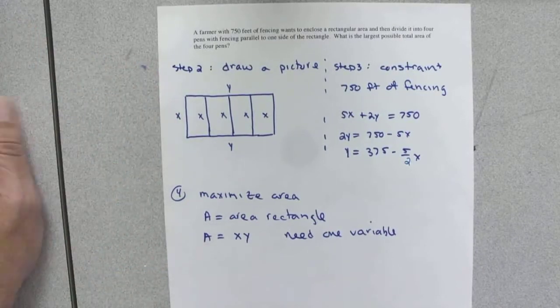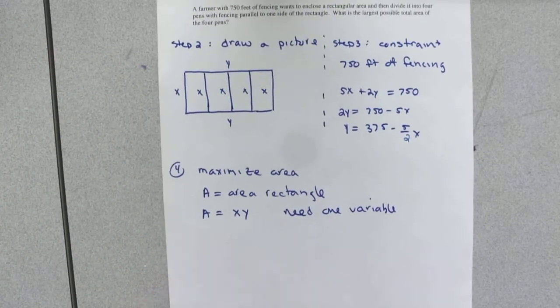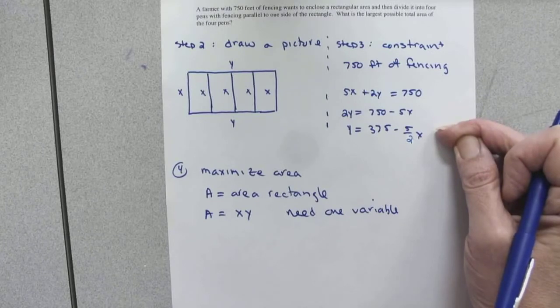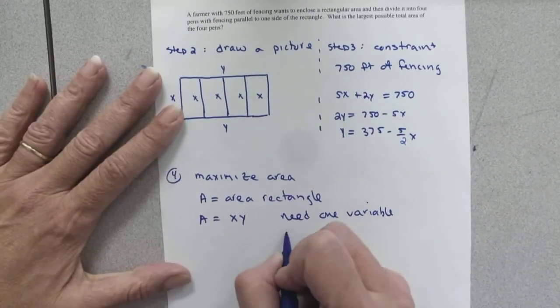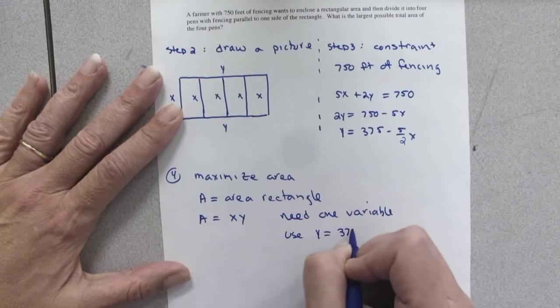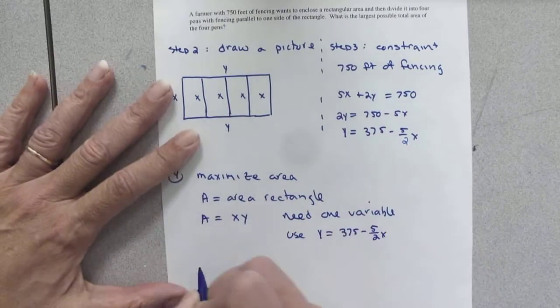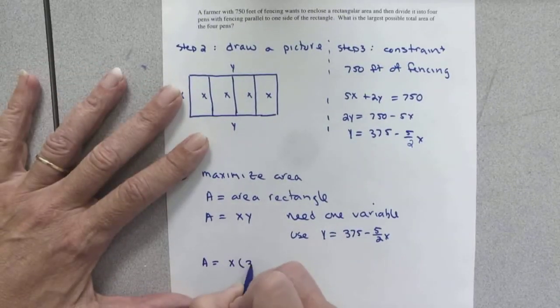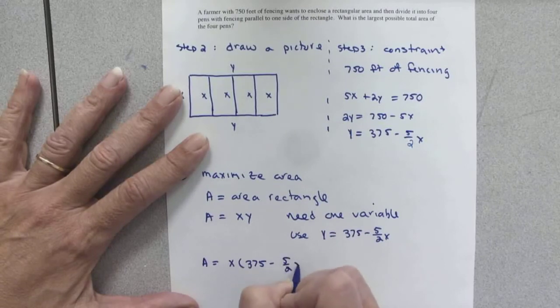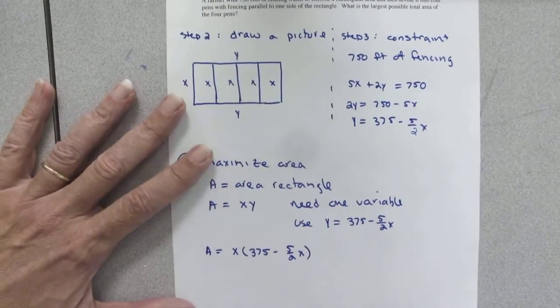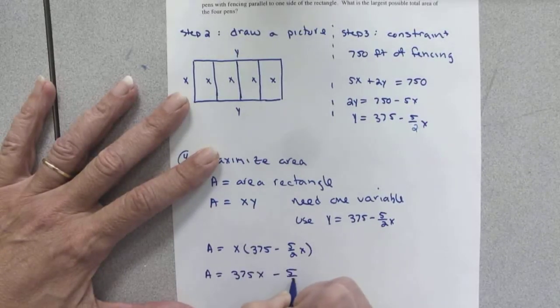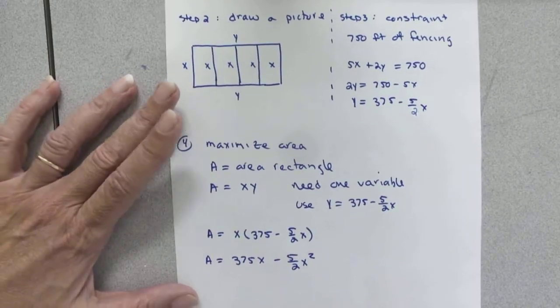Except when we are doing implicit differentiation and related rates, we're doing single variable calculus. This is why, because I knew what was coming up, I solved my constraint for one of the variables. Use the constraint that y equals 375 minus 5 halves x, and we get area equals x times 375 minus 5 halves x. Simplify, because you're about to do some calculus. Area equals 375x minus 5 halves x squared. So there's the function I'm going to work with.